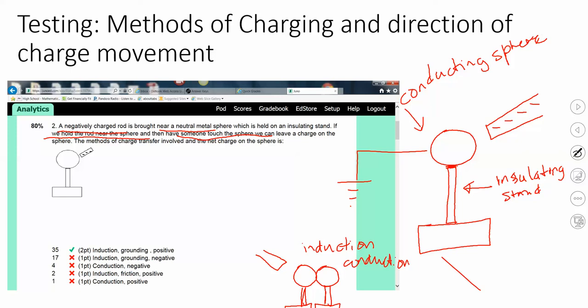So the negative rod comes near. That means the electrons in the metal sphere are repelled, and they're going to move a little bit further away, leaving a positive charge on the surface closest to the negative rod. And when we ground it, that side that we're grounding looks like there's an excess of electrons, so those electrons are going to move off onto the earth. So if electrons are removed, then indeed we have a positively charged sphere when we are done.